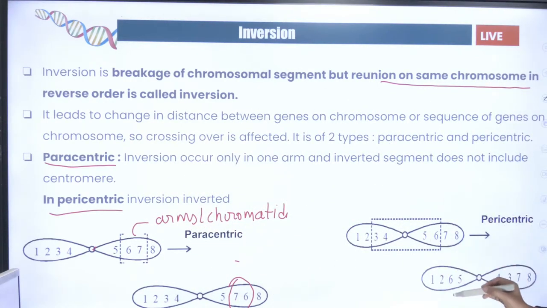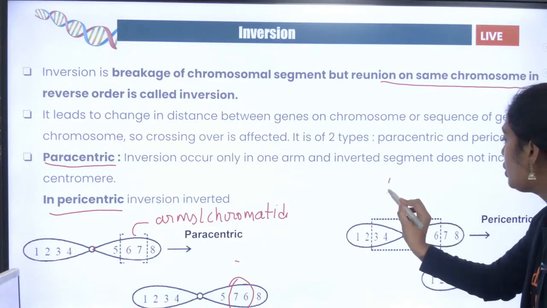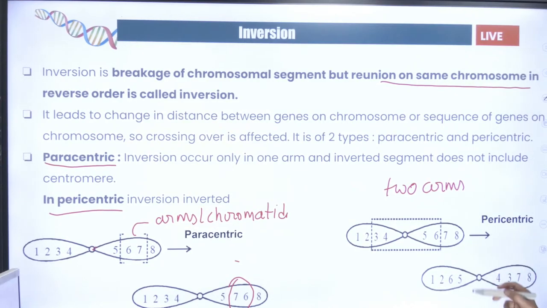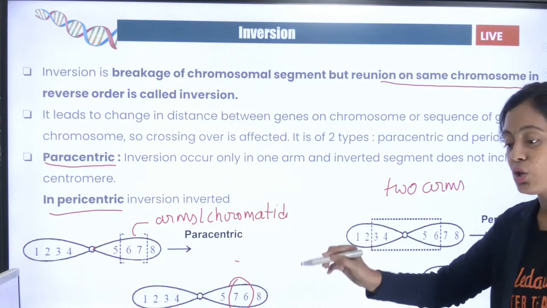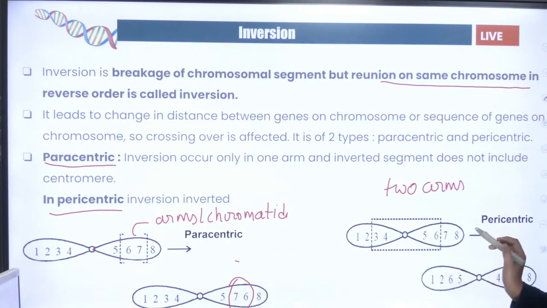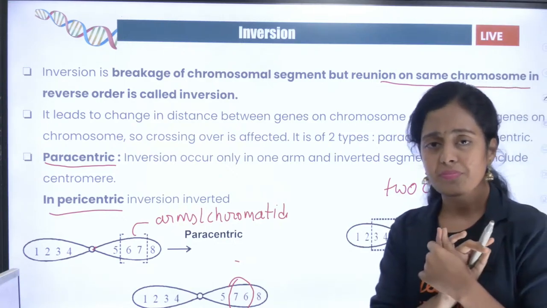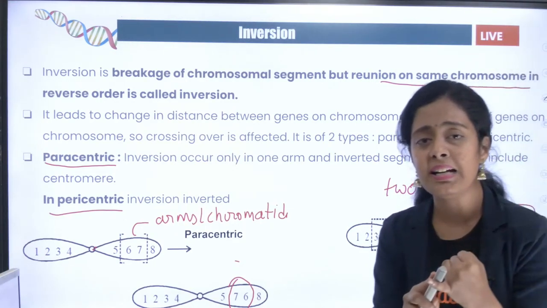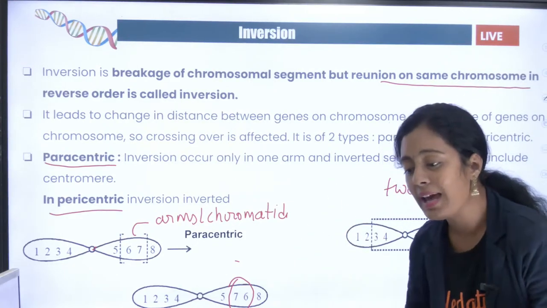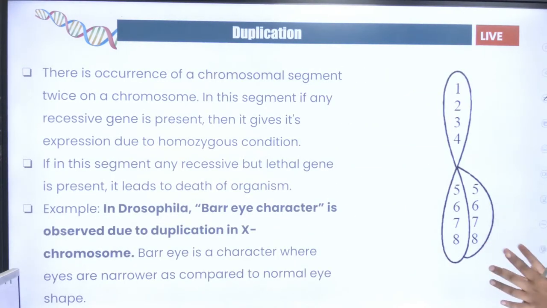Next, what is pericentric? It involves two arms, and it involves the centromere also. Peri means it involves the centromere. Para means it is not involving the centromere. Am I clear? Is there any doubt? Very good. Both arms. Excellent. So this we call pericentric. Deletion is of two types: terminal deletion and intercalary deletion. Inversion is of two types: paracentric and pericentric. Now, we shall continue.